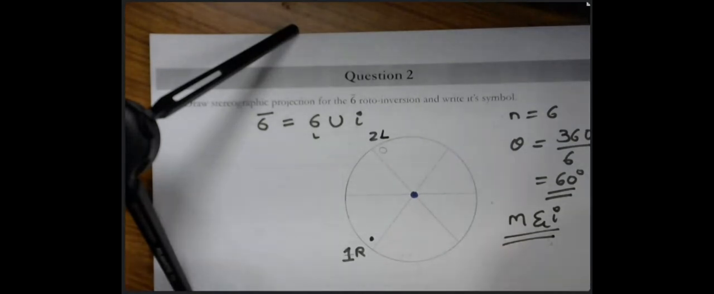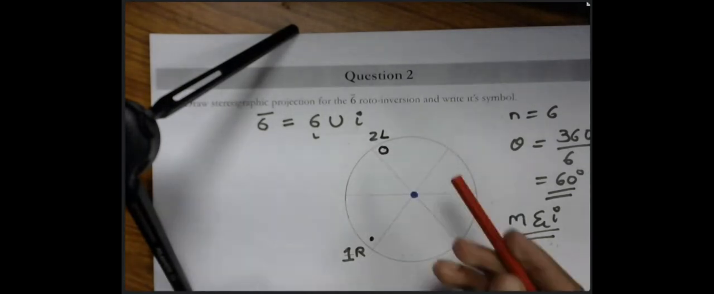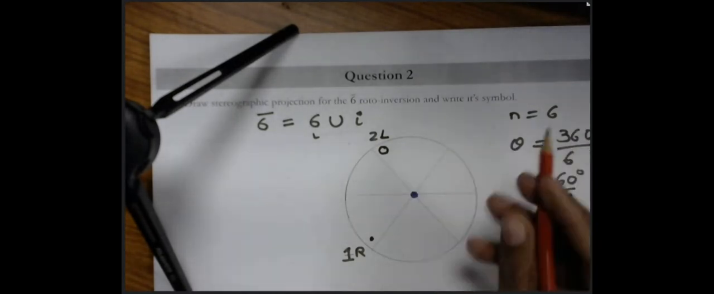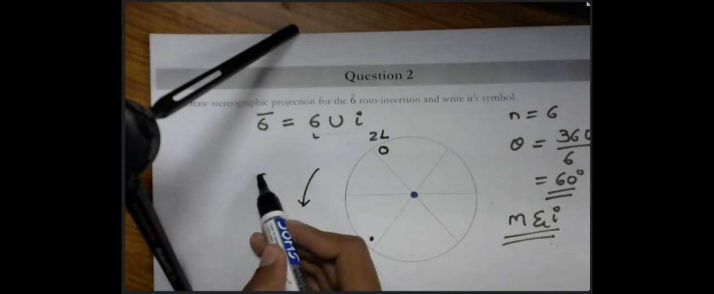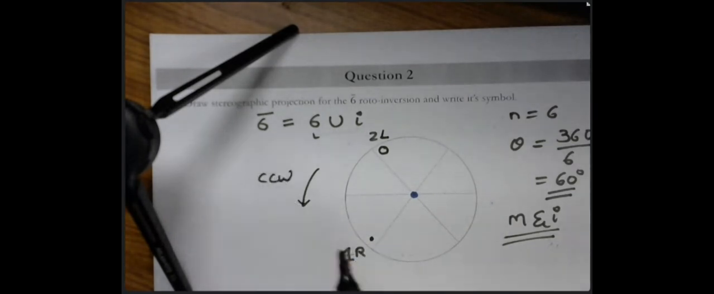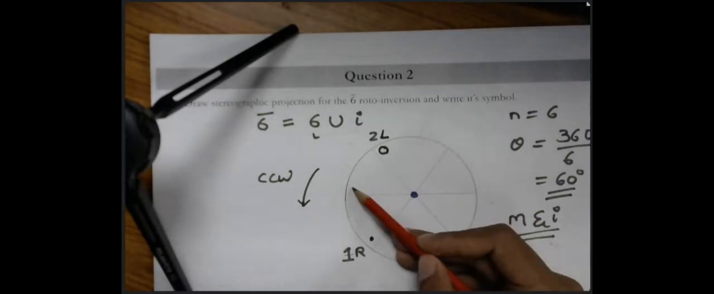Now again, we got this particular point. Again, we have to rotate by the same thing, by the 60 degree. Always remember that the sense of rotation will remain the same. Whatever you are following once, I am following the counterclockwise. I will follow the counterclockwise always. From here, I have to go by 60 degree. I arrive at this particular point, right?